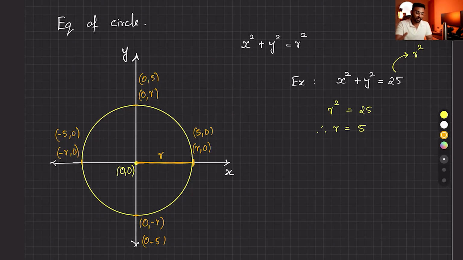All right, guys. But now you can also have something like that. They can give you a circle just like this. Watch this. A circle.